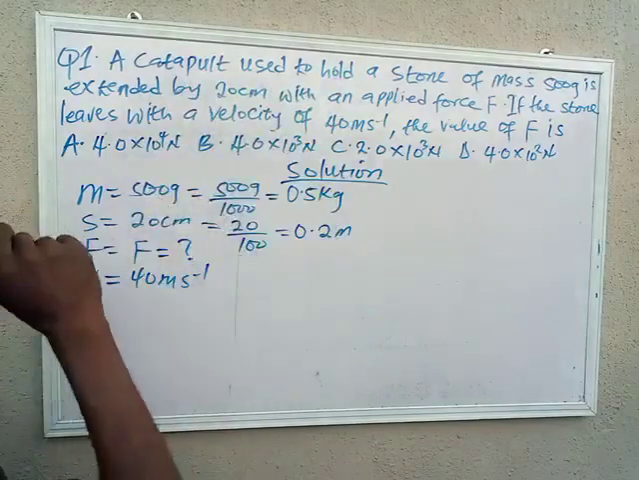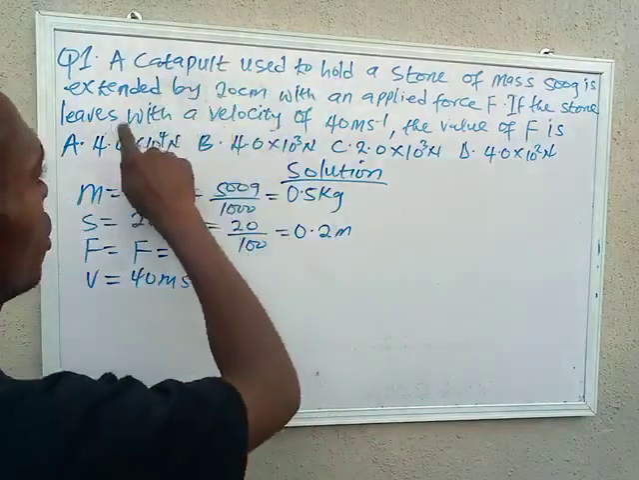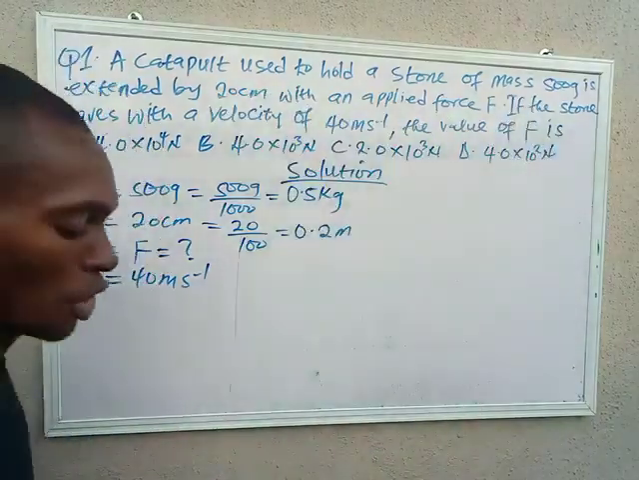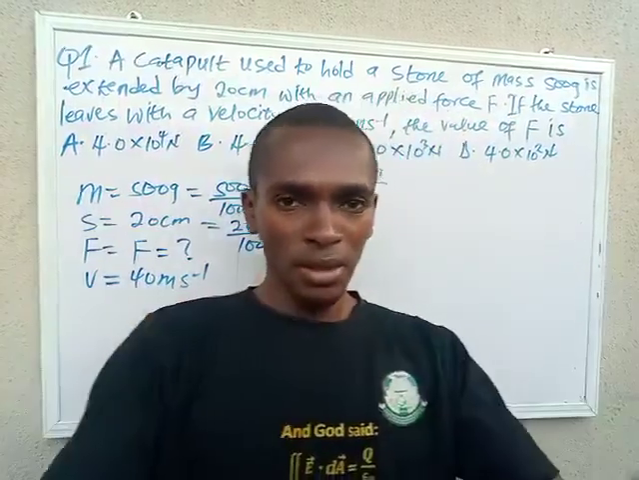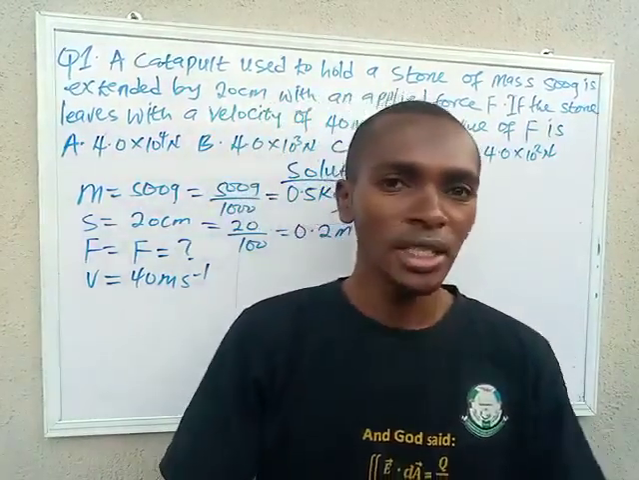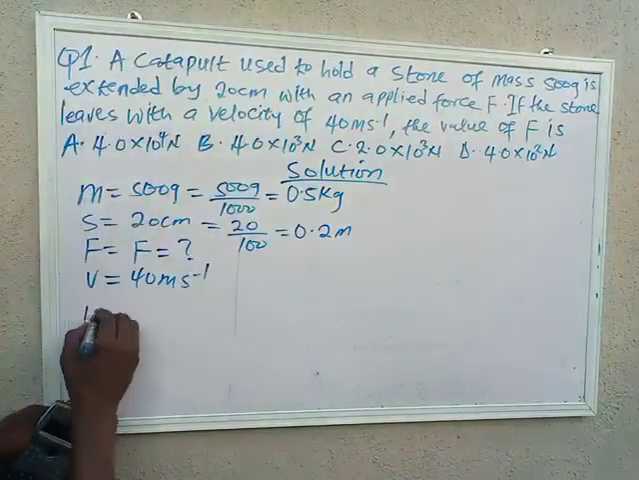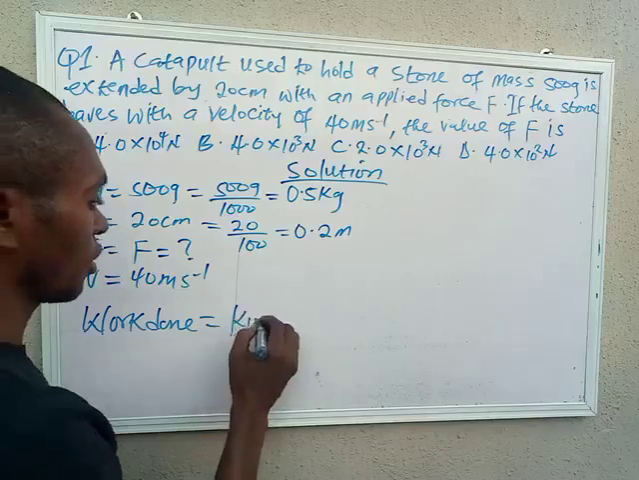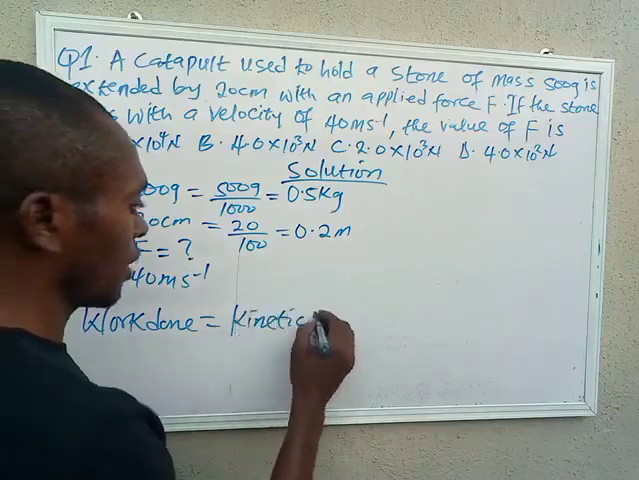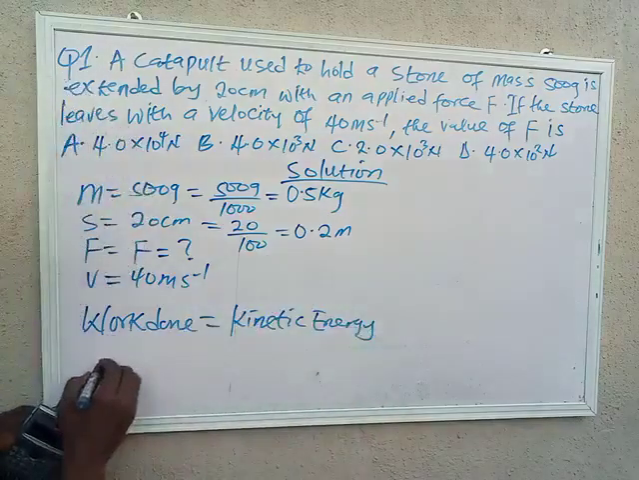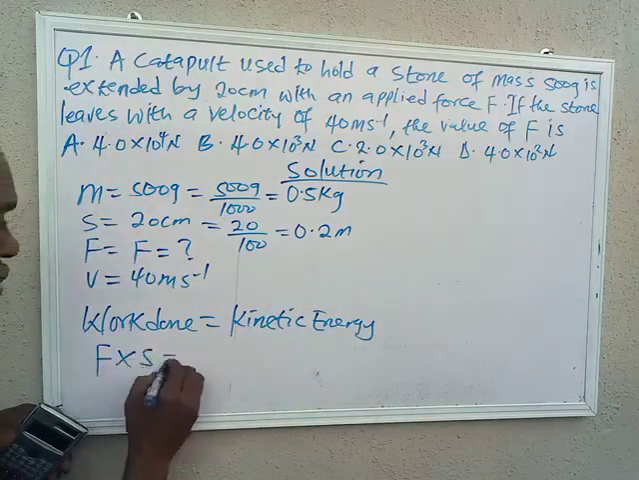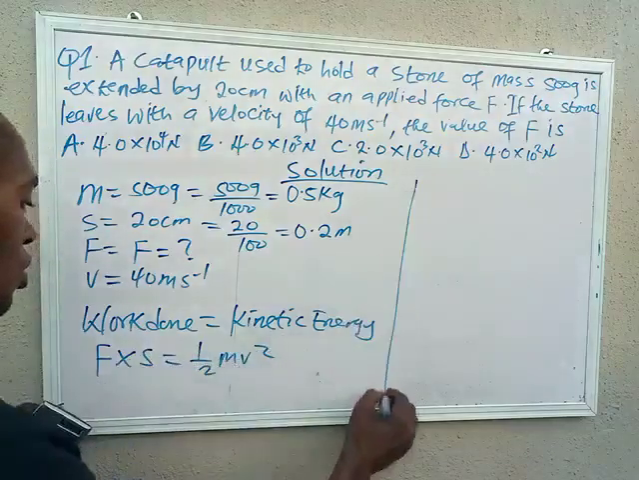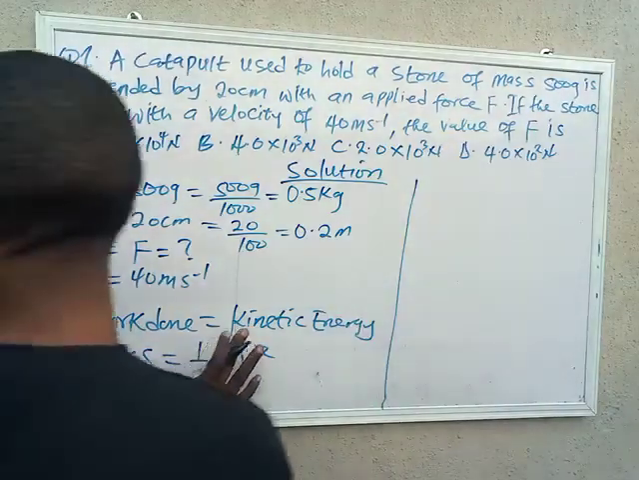What we're going to consider is that the work done by the catapult equals the energy of the stone, the energy the stone possesses. Anytime an object is in motion, it possesses kinetic energy. So the work done by the catapult is equal to the kinetic energy. Work done is force times distance, which equals the kinetic energy, half mv squared, the formula for kinetic energy.